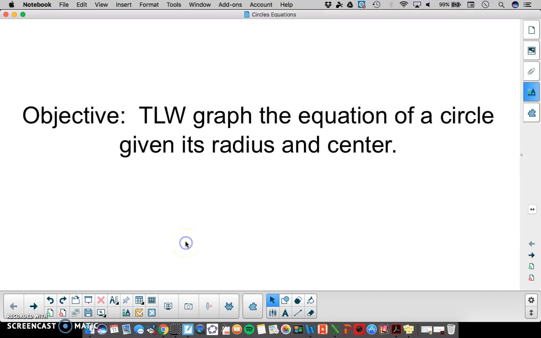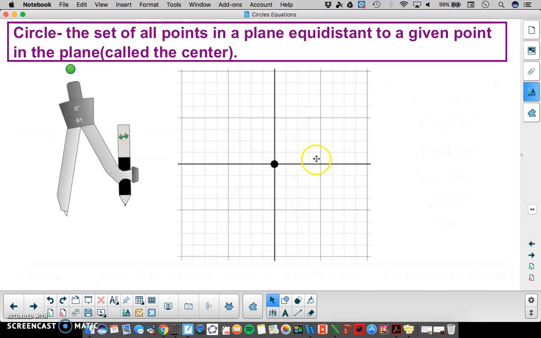In this video, the learner will graph the equation of a circle given its radius and center. So let's go over the definition of a circle. A circle is the set of all points in the plane equidistant to a given point in the plane called the center. So we're going to place our center at 0, 0.